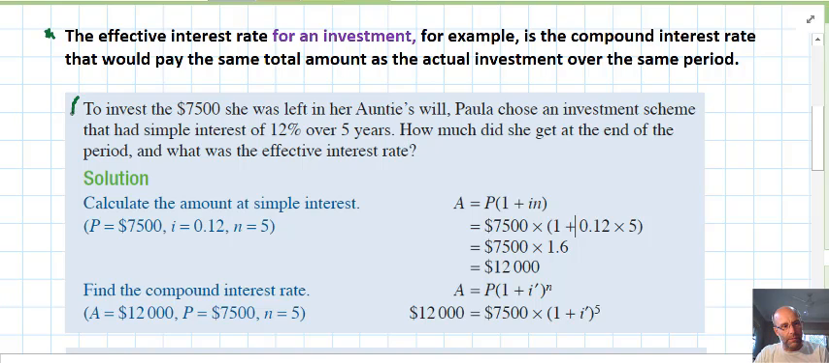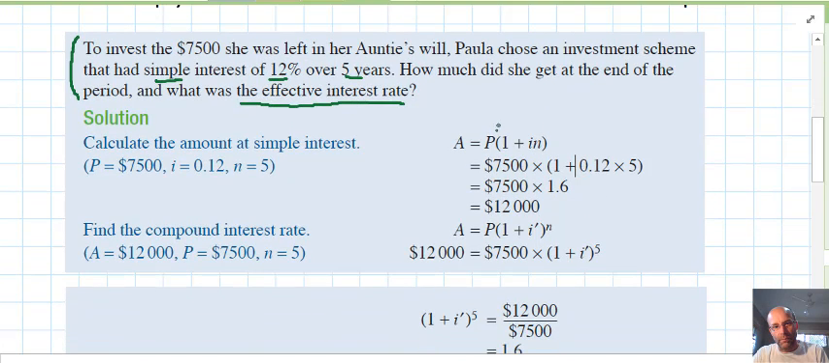So we have $7,500 left in a will. Paula chose an investment scheme that had simple interest, 12%, 5 years. How much did she get at the end of the period, and what was the effective interest rate? So what would be the equivalent compounding rate to that?